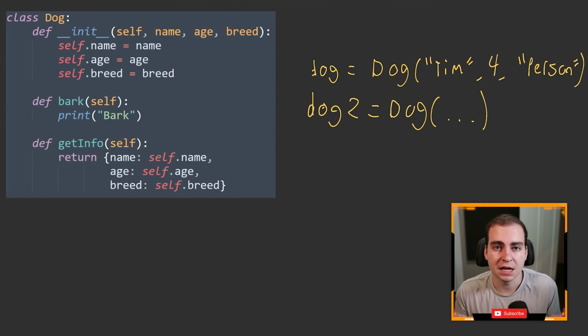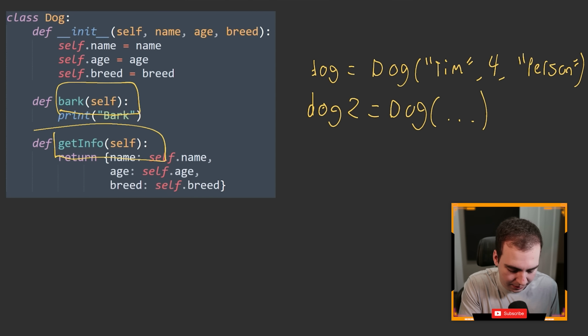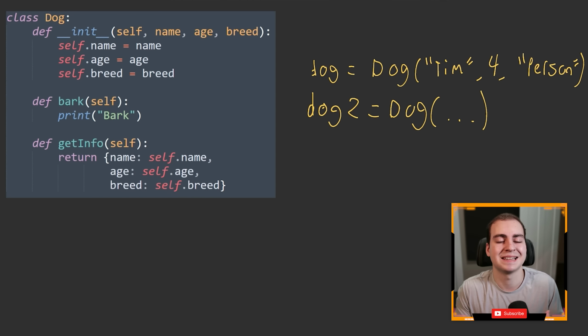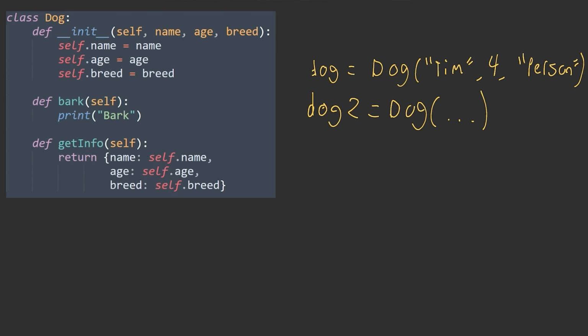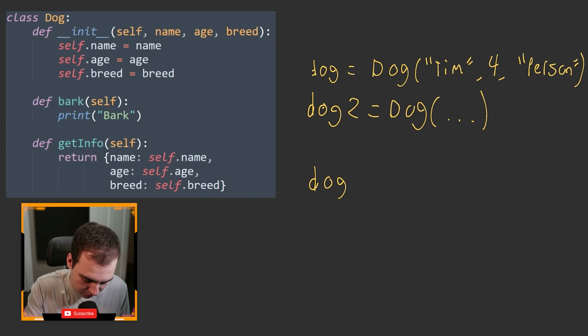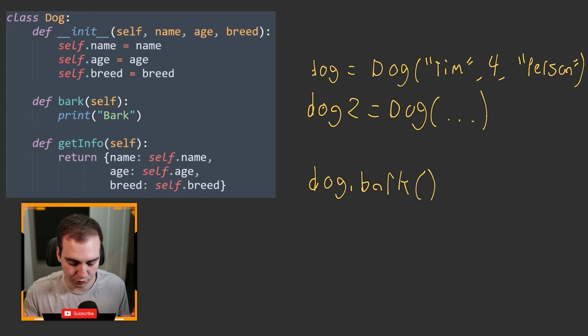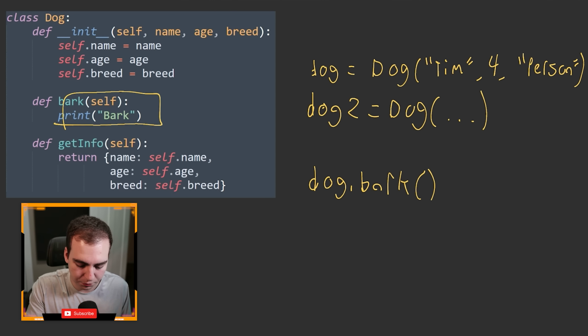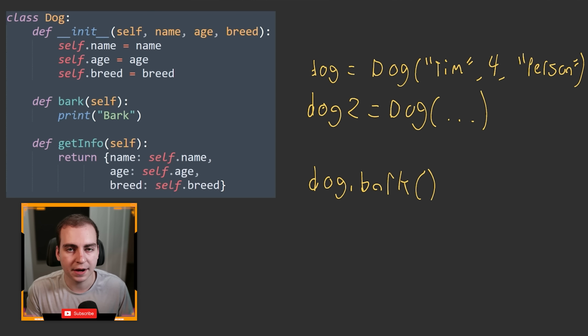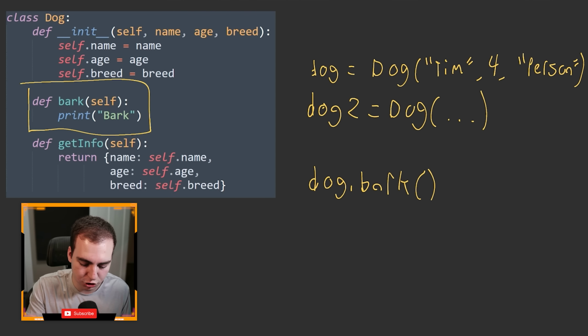We don't know what the name, age, or breed is, but we know that they have that because they are type Dog. And we know that on both of these instances, I can call the bark method and I can call the getInfo method because that's the defined behavior in the class. So if I go here and I write something like dog.bark, if we were in our terminal, actually running this code, you would see that bark would print out. Again, the only reason I can do that is the blueprint, the type, the class has defined this functionality.